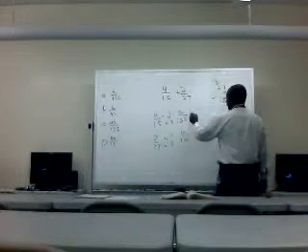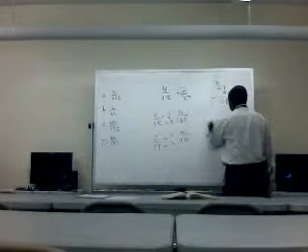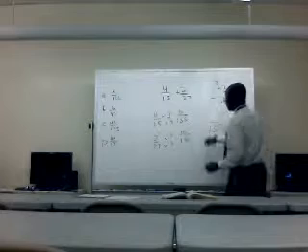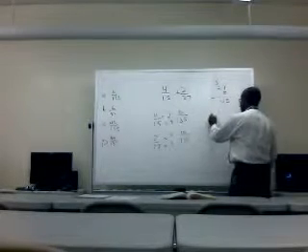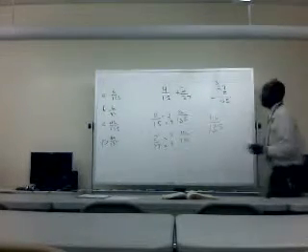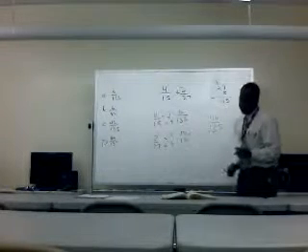Okay, now we can add them because they have a common denominator. We know the denominator will stay the same. So we have 36 plus 10, which would give us 46. So our answer will be D.